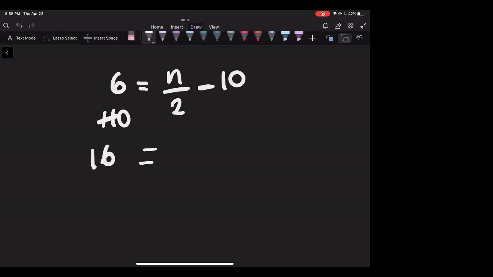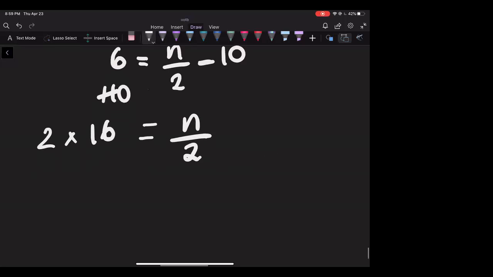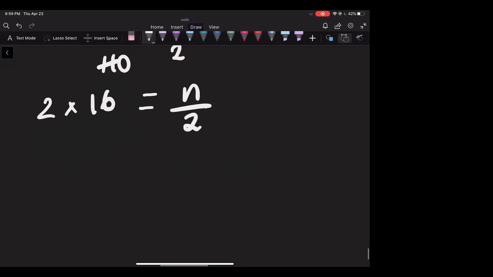16. 8. Nope, you're dividing again. What's the opposite? Multiplying. You have to multiply by 2. The answer is 2. No, hold on, 16 times 2. 32. Yes.